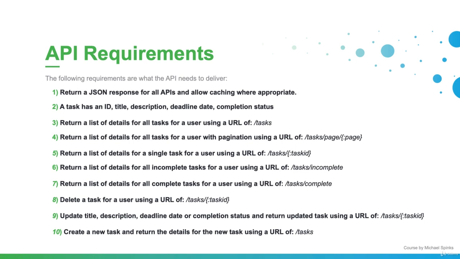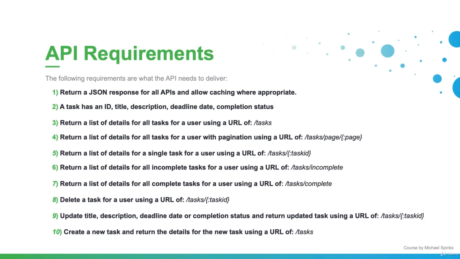The route for this will be /tasks/page/1 or /tasks/page/2 for page 2. We will then need to return the details of just one task using the task ID. The route for this will be /tasks/1 to get task ID 1.